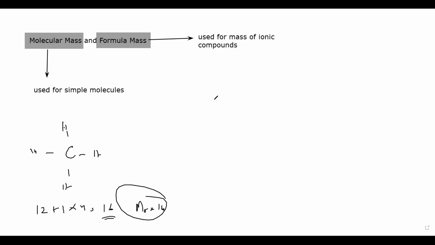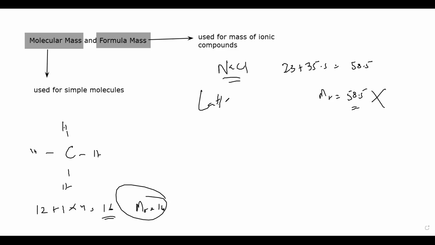But if I say NaCl, sodium is 23 plus chlorine is 35.5. So the total sum will come out as 58.5. And we normally write that the relative molecular mass is 58.5. That is correct, but scientifically it's not correct. Why is it scientifically not correct? Because NaCl is an ionic compound, and how does an ionic compound exist? These ionic compounds exist as a lattice. Lattice means it is a regular arrangement of the ions.